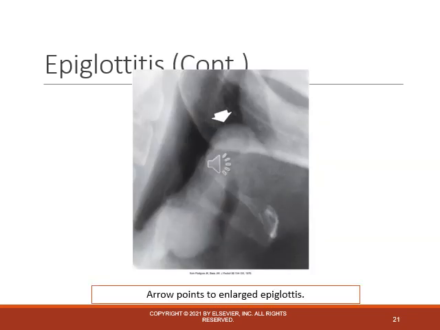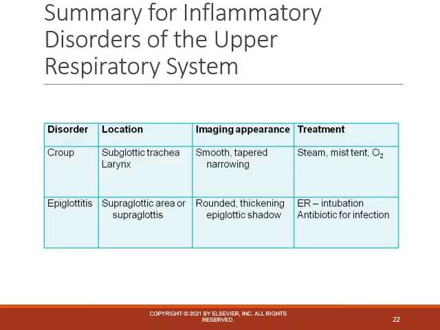With epiglottitis, this is something you typically see on a lateral soft tissue neck, and rather than the normal epiglottis here, you will actually see a rounded, wide epiglottic area due to the swelling from inflammation.